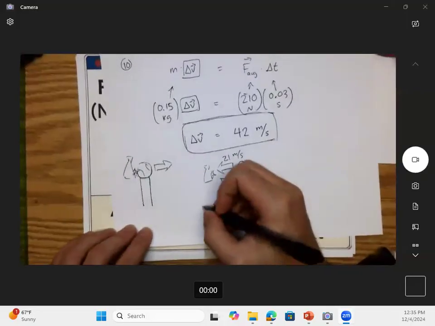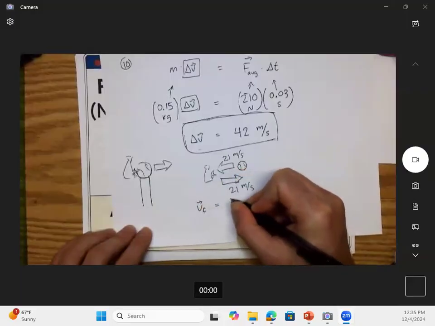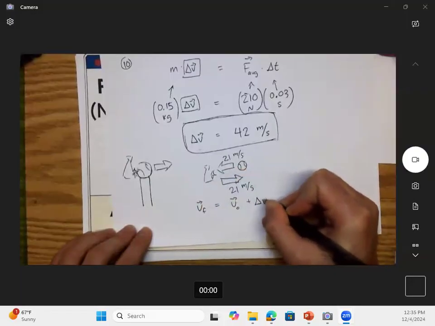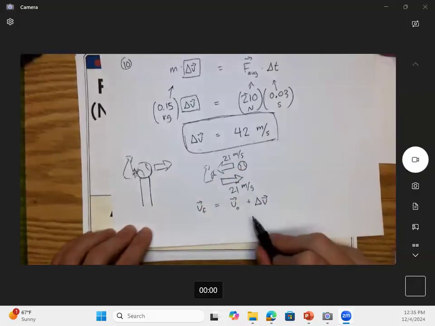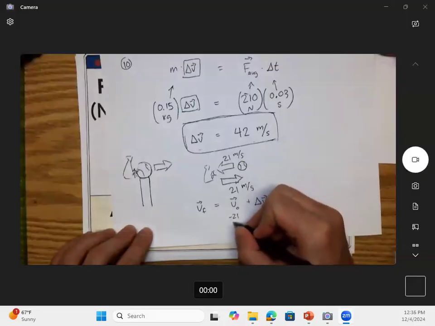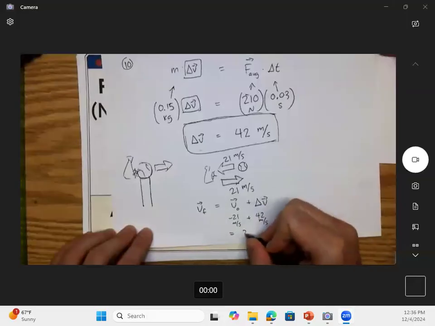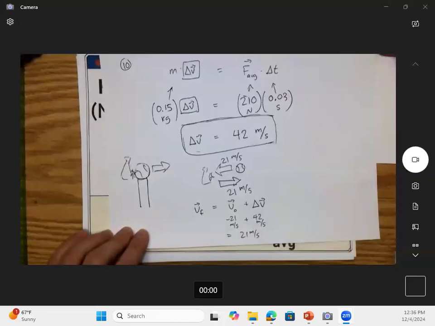Guys, it's like this. Your final velocity could be equal to your initial velocity plus the change in velocity. Does that make sense? Right? Whatever you start with plus the change is what you end up with. Right? So here I've got negative 21 meters per second plus 42 meters per second is the change. Gives me positive 21 meters per second. You guys see that? Okay.